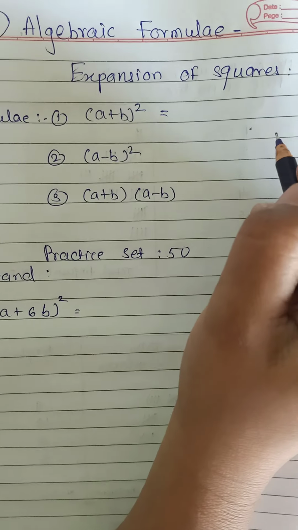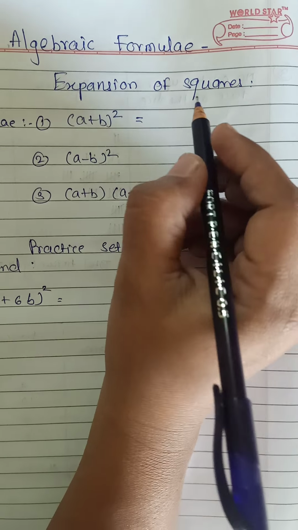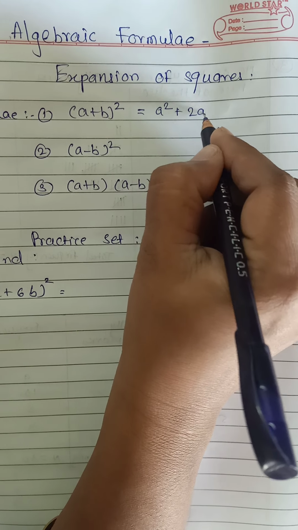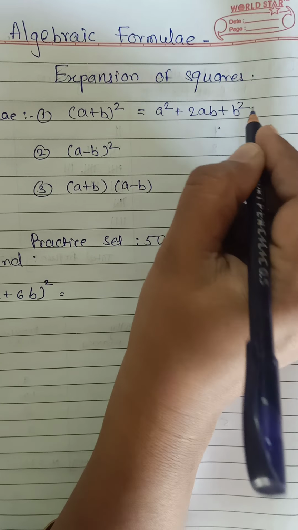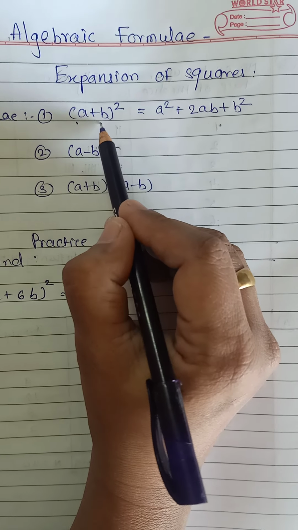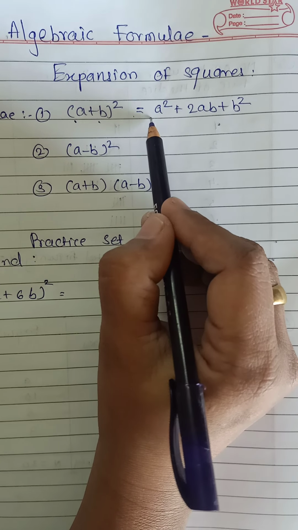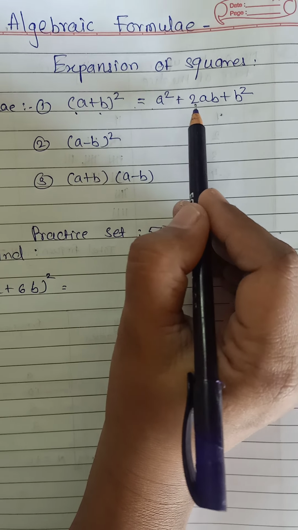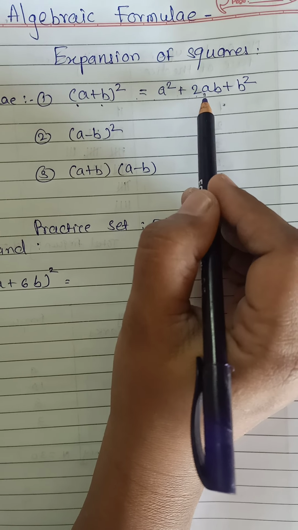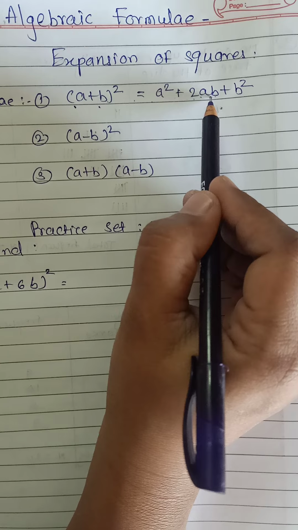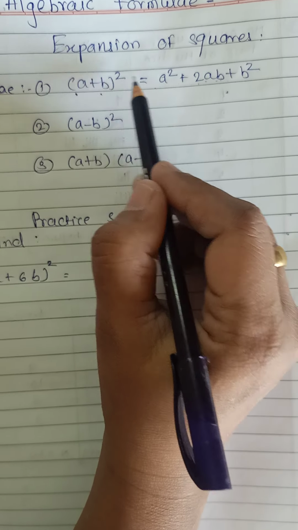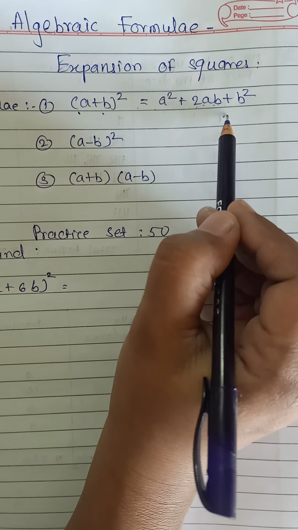Now the expansion of the formula (a + b) the whole square is a square plus 2ab plus b square. That means if this is the first term and this is the second term, then the expansion is first term square plus double of first term into second term, that is double of the multiplication of first term and second term, plus second term square. So (a + b) the whole square is a square plus 2ab plus b square.